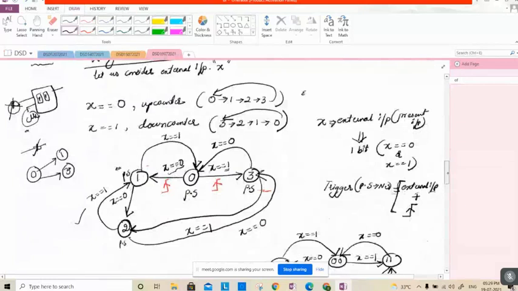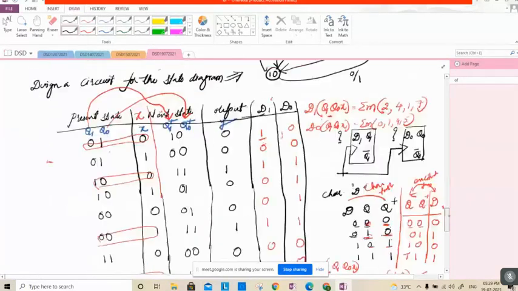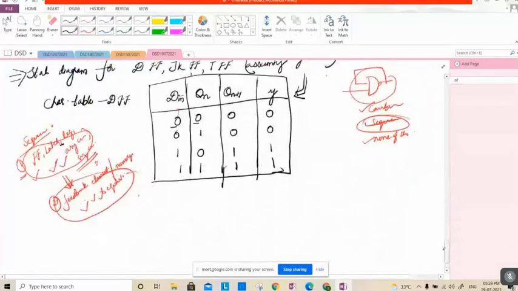So whenever x is equal to 0, if my present state is equal to 1, next state is equal to 0. If x is equal to 1, next state is equal to 2. Now see this, the problem that is given, which is present in front of us.